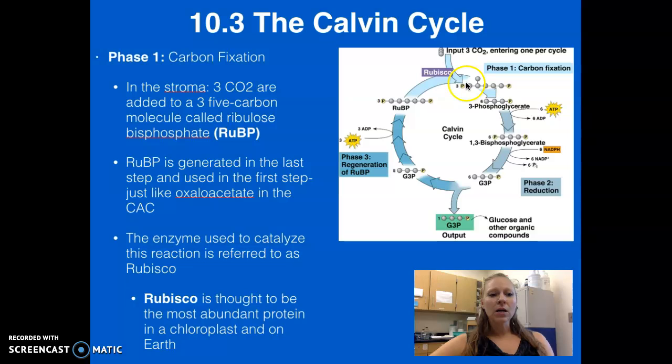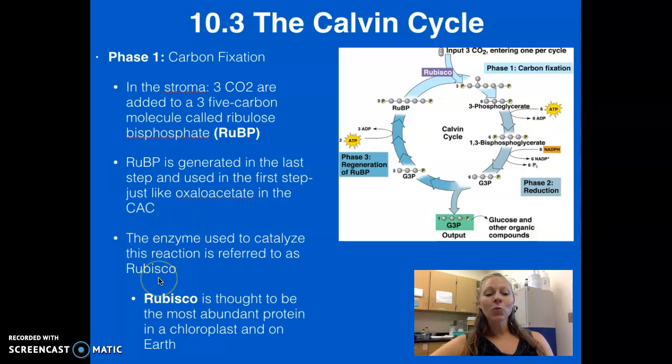There are going to be 3 5-carbon molecules, what we call ribulose bisphosphate. But from here on out, we're going to call it RuBP, and that's what's going to be used in the last set of reactions. So RuBP is generated in the last step and used in the first step, just like oxaloacetic acid. The enzyme used to fuel this reaction is called Rubisco.